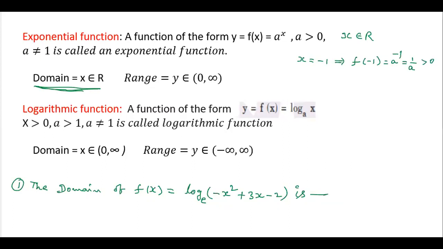Greater than 0. If we take x is equal to 0, then what happens? See, f of 0 is equal to a power 0. Anything power 0 is 1. 1 is also greater than 0, or not? If we take x is equal to 1, then what is f of 1? f of 1 is equal to a power 1, that is a. This is also greater than 0. So for input, that means x value, substitute any real number, negative values, positive values, and 0, the output we are getting is greater than 0.